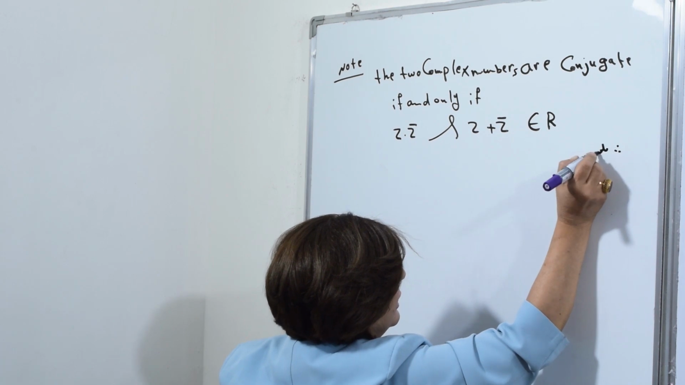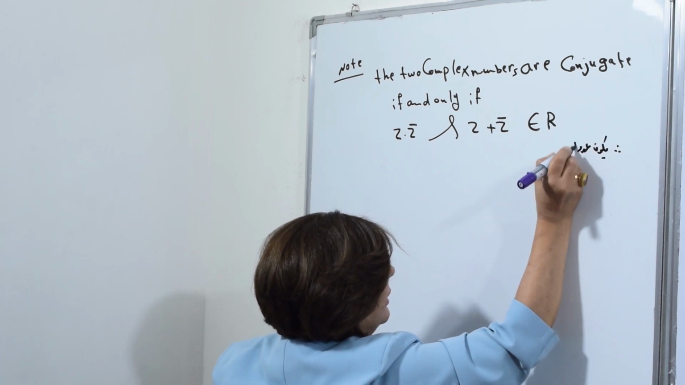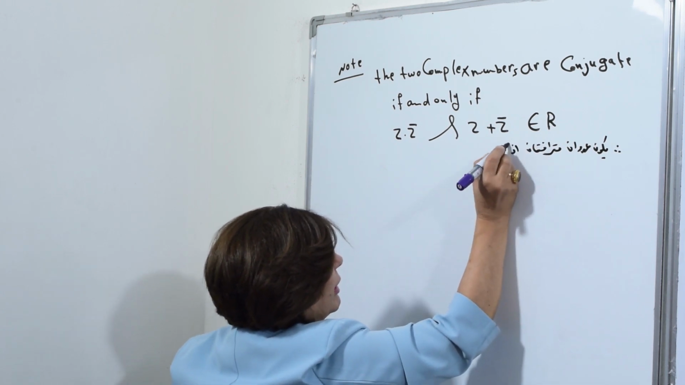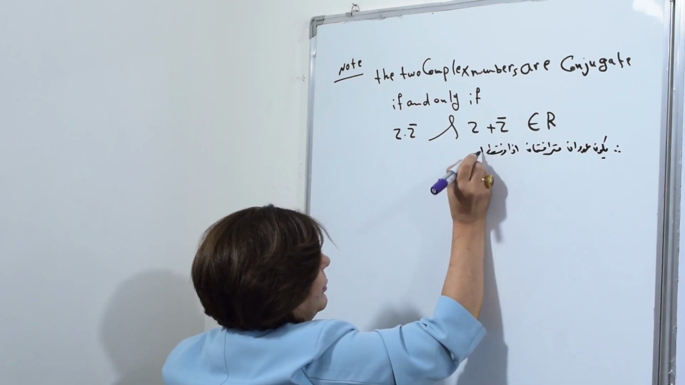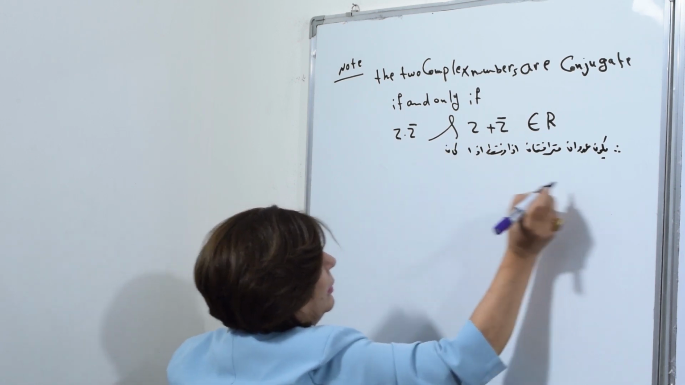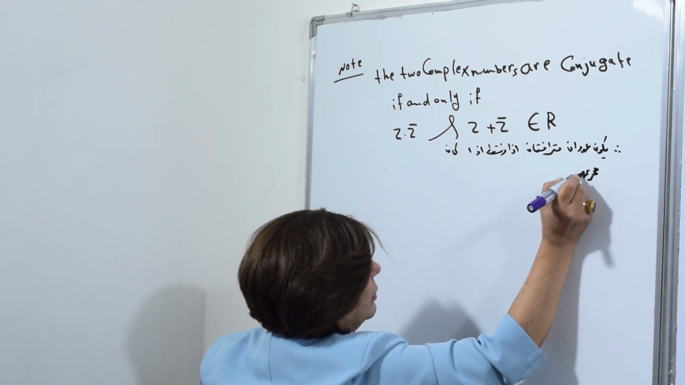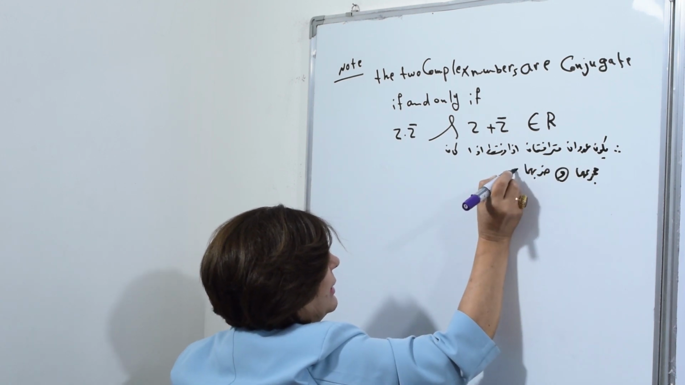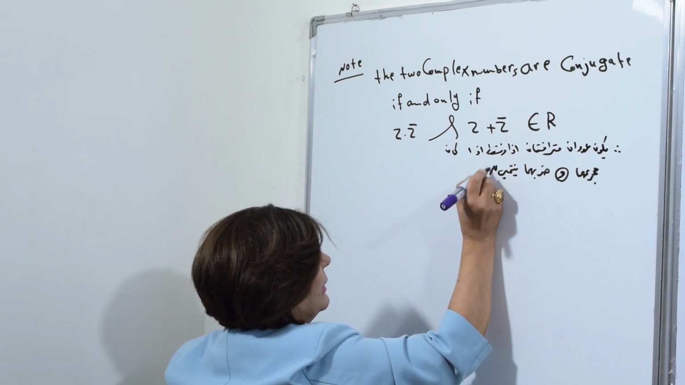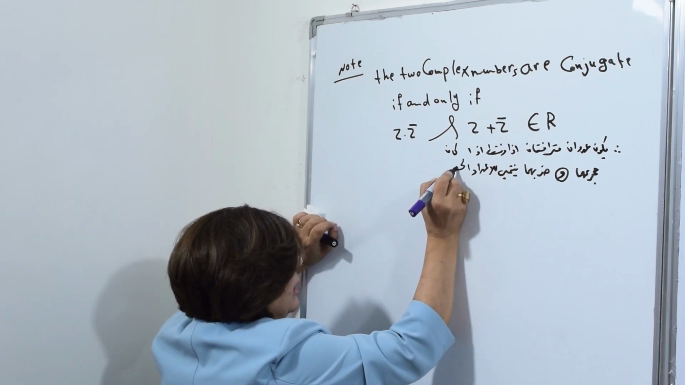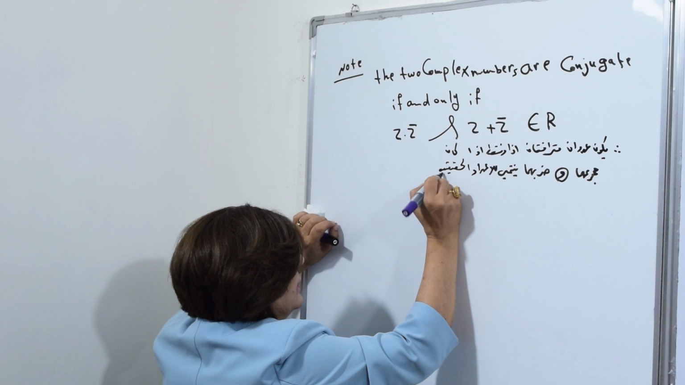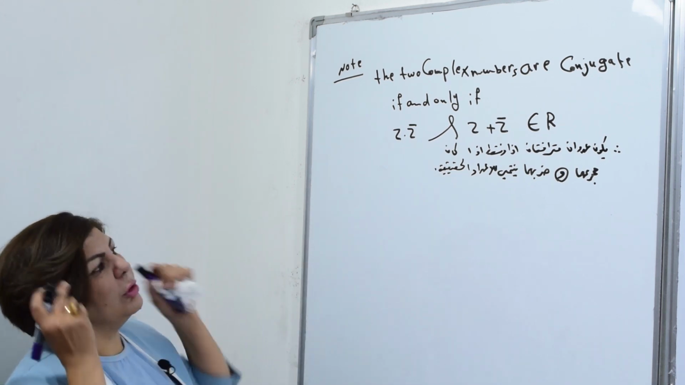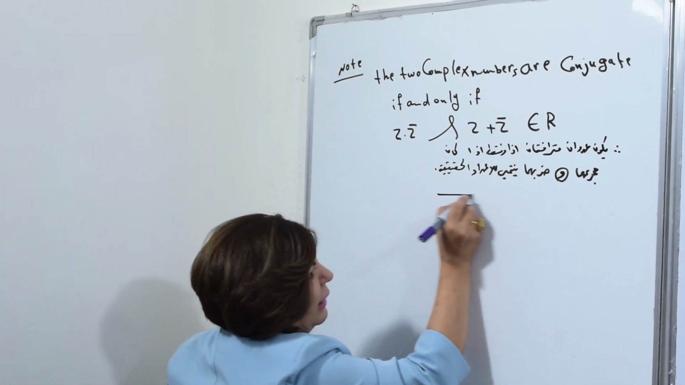إذن يكون عددان مترافقان إذا وفقط إذا كان مجموعهما وضربهما ينتمي للأعداد الحقيقية. That means the result has no imaginary part, يعني ناتج الضرب والجمع خالي من الجزء التخيلي.